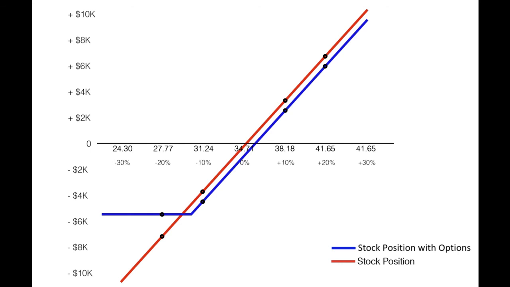This strategy, like any of the previous ones, can also be adjusted to fit your needs. If you want to limit your losses to only 7% or maybe take as much as 15% of a loss, then all you have to do is choose the corresponding put options.